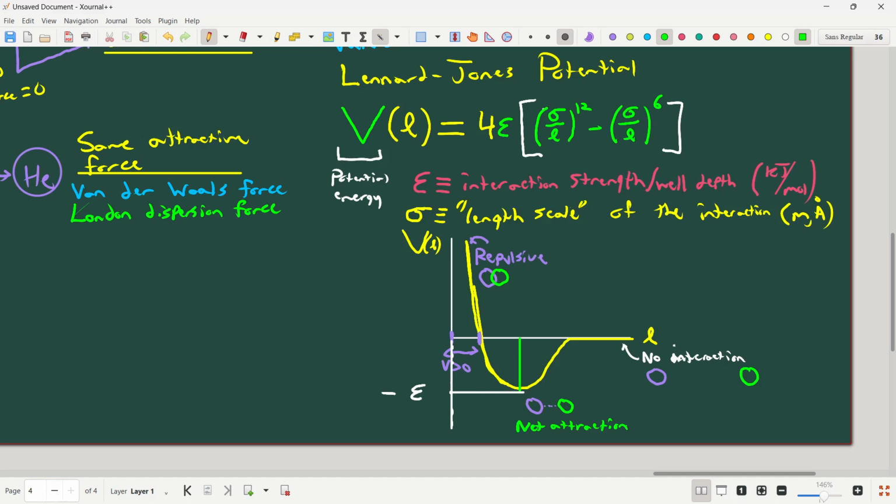And the natural length of this attraction, this natural point where the energy attraction is maximum, turns out to be at a kind of specific, strange value, but it's not too hard to figure out. 2 to the 1/6 power times sigma is this point right here. So sigma tells you something about the length scale of the attraction: how, on average, do the two atoms like to sit together? Sigma tells you about the length scale, and epsilon tells you about the well depth, how strong the attraction is.